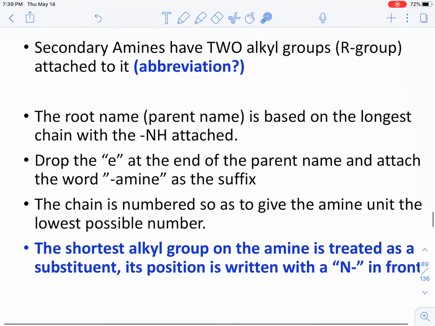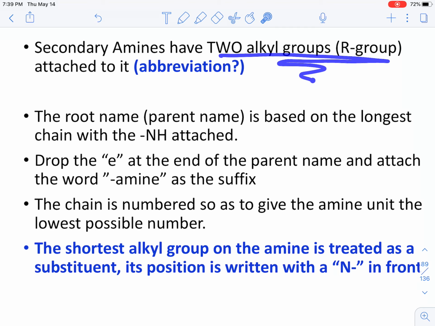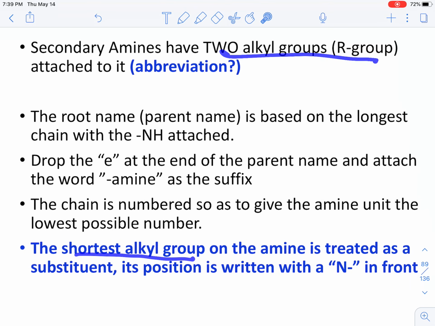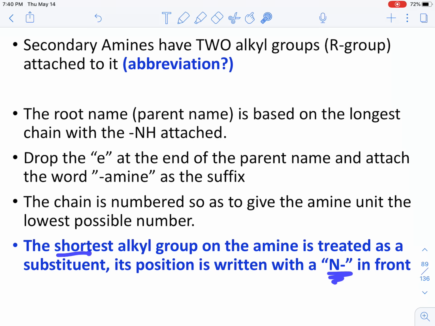Since secondary amines have two alkyl groups, how do we know which one is going to be the parent chain? It turns out that the shortest alkyl group between these two R groups that's covalently bonded to the amine is going to be treated as a substituent and not as a parent chain. To differentiate this substituent, the shortest alkyl group between the two, we are going to write a capital N with a dash in front of the shortest alkyl group. And since we're treating this shortest alkyl group as a substituent, it's going to be written before the parent chain.